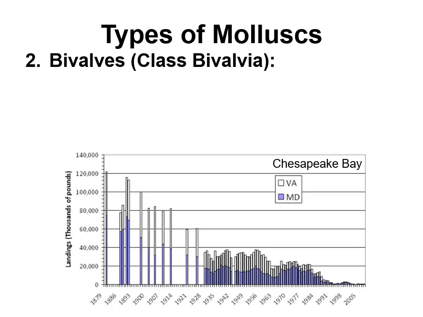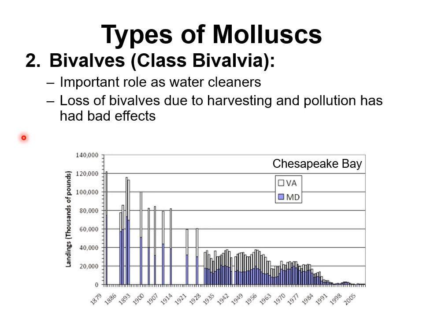So I want to talk a little bit about the importance of bivalves in the ecosystems that they are found. So they are water cleaners. As we talked about just a minute ago, they filter water through their bodies, and so they essentially clean up the water. And so this has been kind of a problem for a lot of bays and estuaries throughout the U.S.